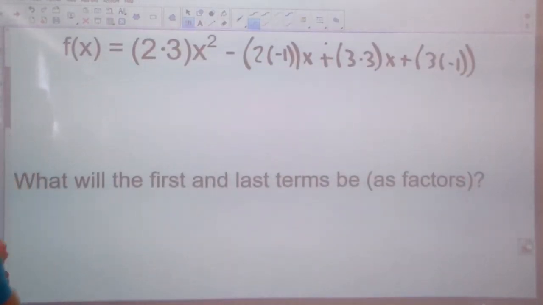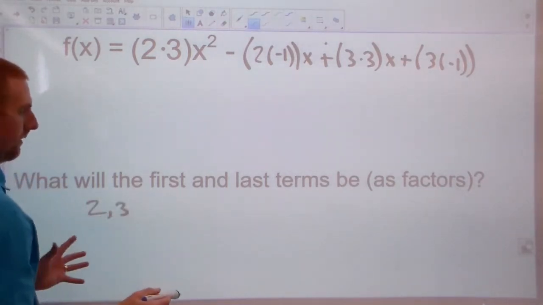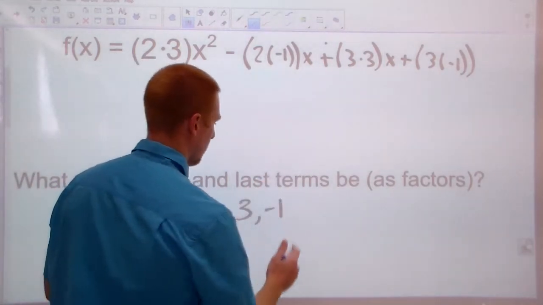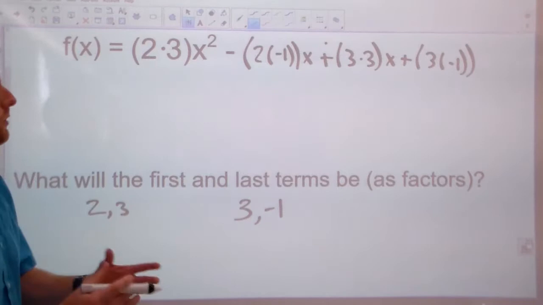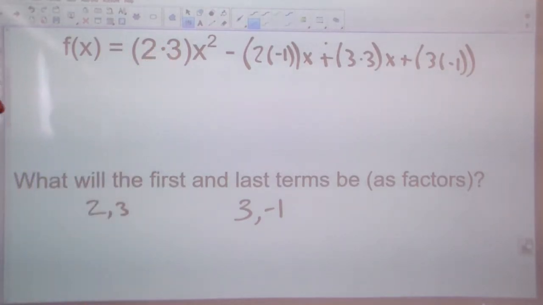So what would the first and last terms be as factors? Well, the first term was 2 and 3 as far as the factors go. The last term was 3 and -1 in terms of factors again, because those are the numbers that multiply to make what this would end up being, 6. So 2 and 3 are the factors that make that. Okay.